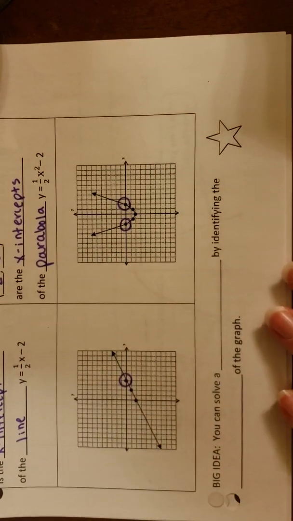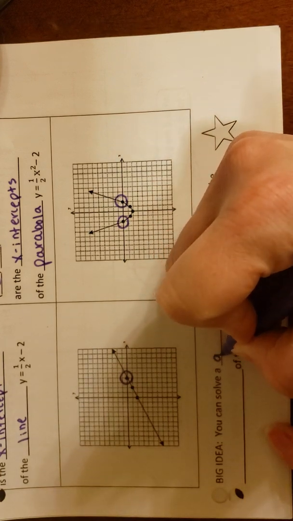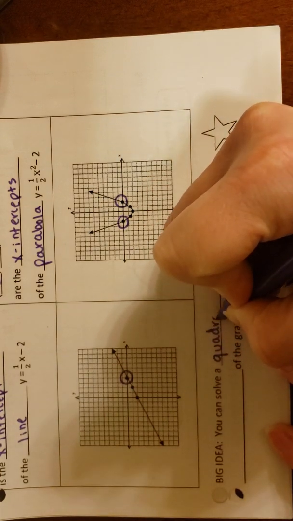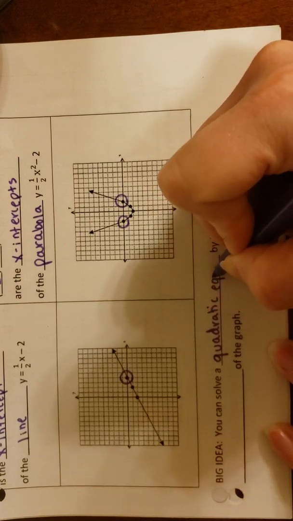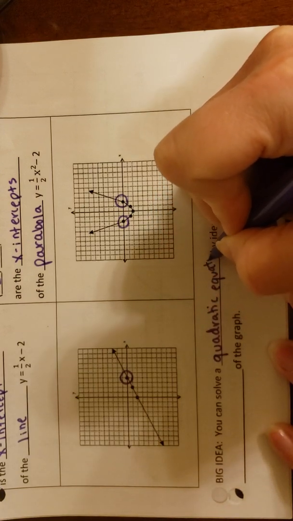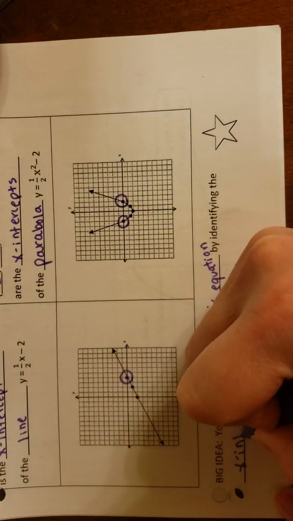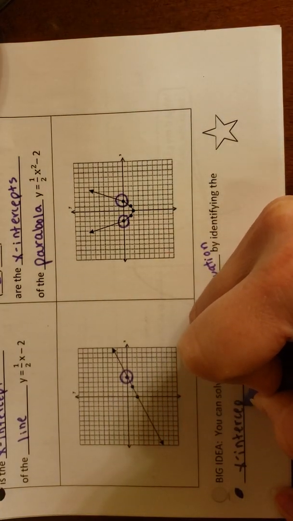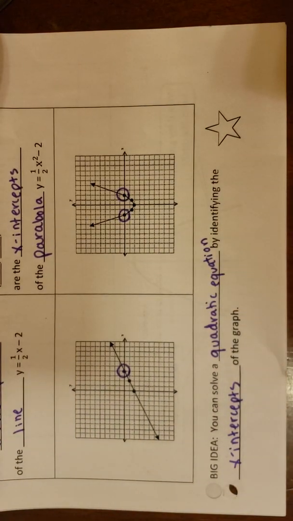Okay, so here's the big idea. You can solve a quadratic equation a lot of different ways, actually. This is just one small thing: solving a quadratic equation by identifying the x-intercepts of a graph. Now this only works if you have a graph. If you don't have a graph, then you get to make your own, which is a different lesson.